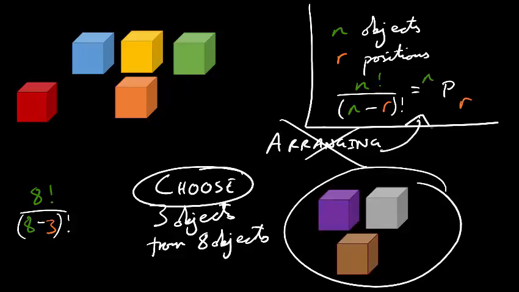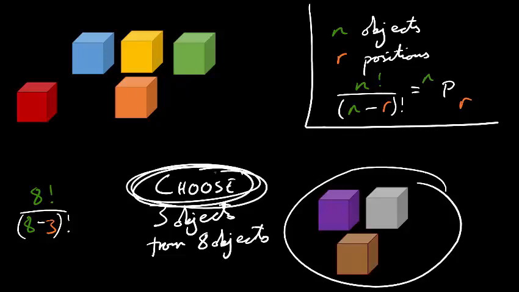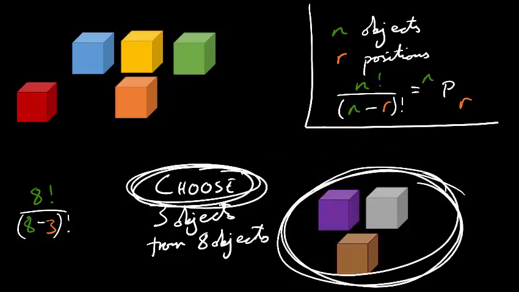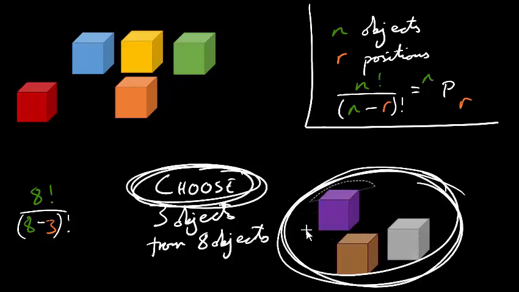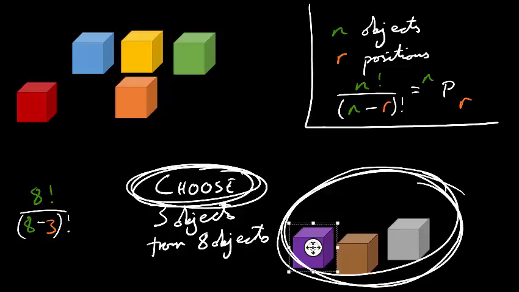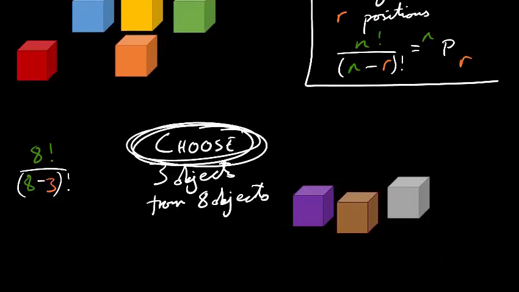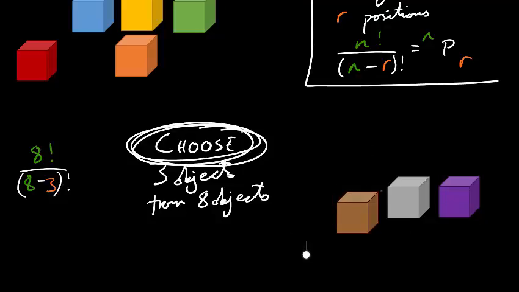So this was all to do with arranging. I'm not worried about arranging anymore. I'm just interested in choosing them. So I'm just going to hold my cubes in my hand. So to me, I'm just going to treat that arrangement there as identical to this arrangement here. So this arrangement is exactly identical to this arrangement, and this arrangement is exactly identical to this arrangement.